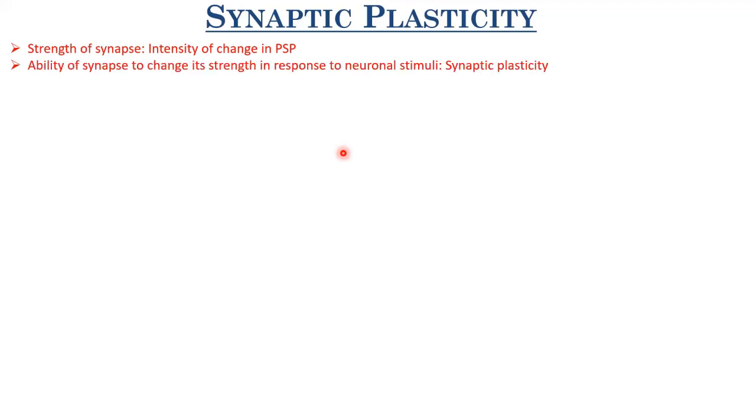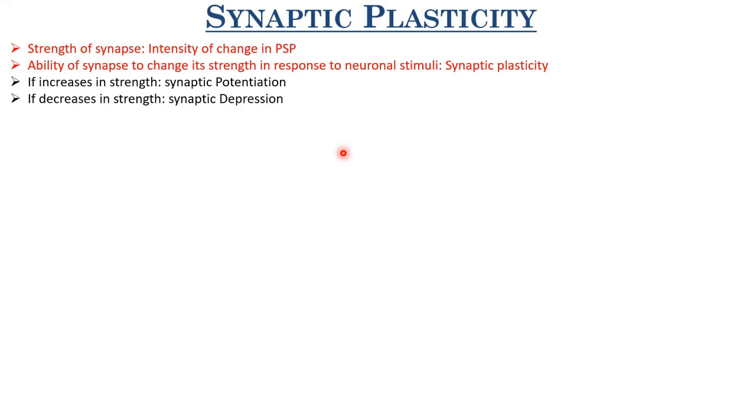So what exactly is synaptic plasticity? It's the ability of your synapse to change its strength in response to neuronal stimuli. And this stimuli not only depends on the presynaptic neuron, but actually on the difference between the spiking pattern of the presynaptic neuron and the postsynaptic neuron. I'll talk about that later in the next slide. If the synapse increases in strength because of the neuronal stimuli, then it's called synaptic potentiation. Similarly, if the synaptic strength decreases, then it's called synaptic depression.